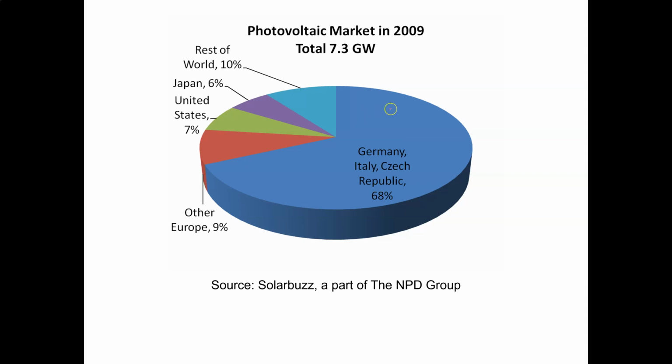All right, just to show you what the rest of the world is doing in terms of using photovoltaic cells, you can see Germany, Italy, Czech Republic, 68% of all solar cells are used by them. So basically, Eastern Europe uses it a lot. Rest of the world is about 10%, Japan 6%. United States, you would think would be higher, and we're getting better at it, obviously, but we're still not in the top. We're only at 7%.